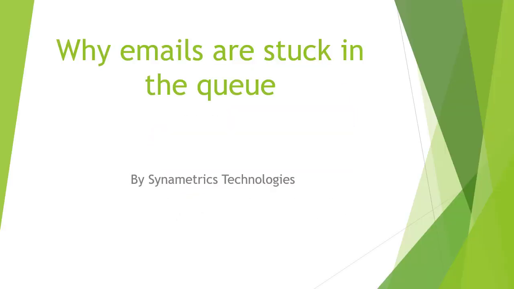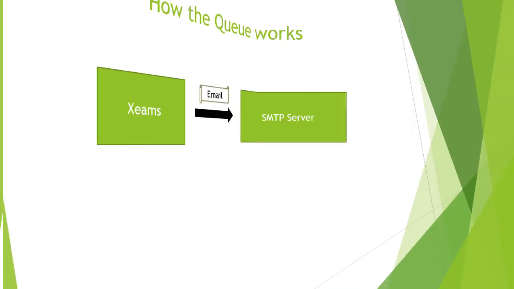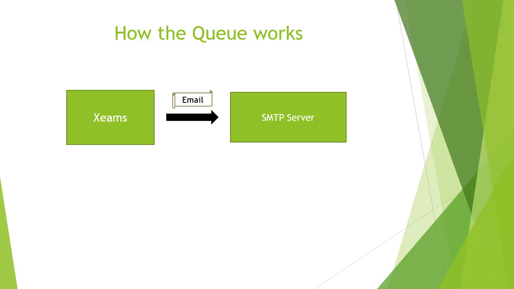In this video, I will demonstrate why emails are stuck in the queue. The message flow works as follows. When an email comes into Xeams, it will deliver the messages to the next server. Messages will be put in the queue if they are undeliverable on the first attempt.